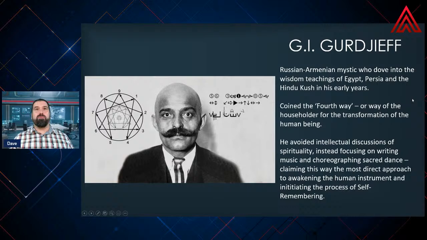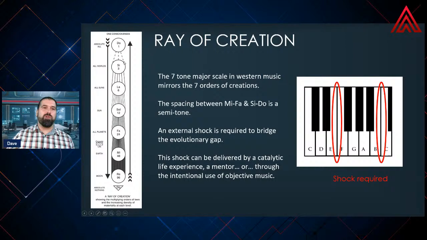So this is the pinnacle of his work: that the seven tones of the major scale in Western music mirror the seven orders of creation. This is going to get a little bit esoteric, so just bear with me. But when I was in my 20s and I was reading this stuff for the first time, I was literally having mind-expanding, psychedelic experiences contemplating this stuff. So what he says is that there's this thing called the ray of creation.